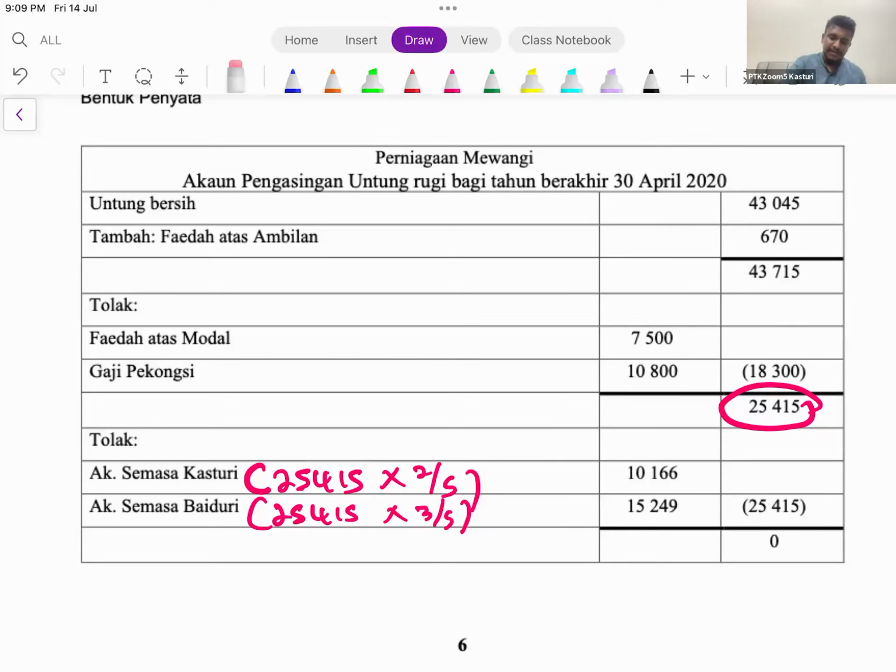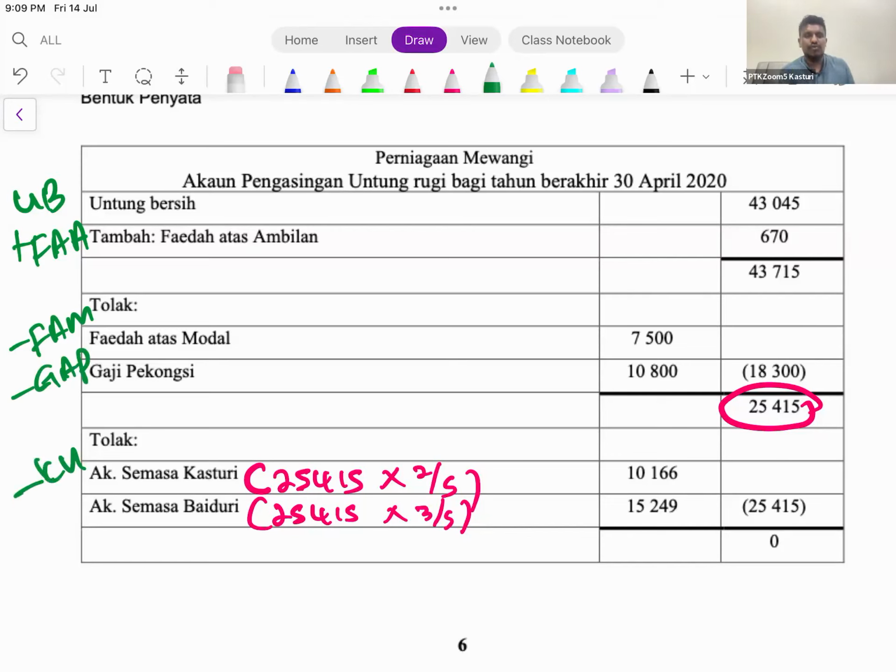Okay, and remember the formula. The formula is quite easy actually. Untung bersih tambah FA tolak FAM tolak GAP tolak KU. KU is actually normally we write as account semasa. Kongsi untung. The kongsi untung we write account semasa for the partners. Okay, itu adalah bentuk penyata.